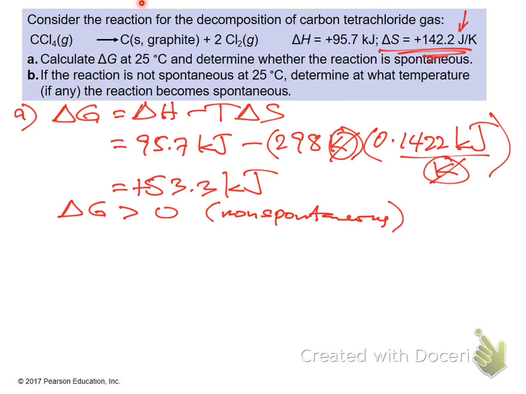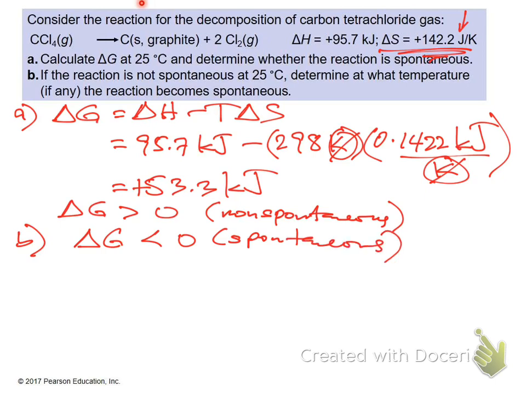All right. So for part B, it says if the reaction is non-spontaneous at 25 degrees Celsius, determine at what temperature, if any, the reaction becomes spontaneous. Delta H was positive. Well, what determines spontaneity when it comes to delta G? Temperature. What should be the sign of delta G? Negative, right? So we're going to set delta G less than 0, right? So delta G less than 0 will be spontaneous.